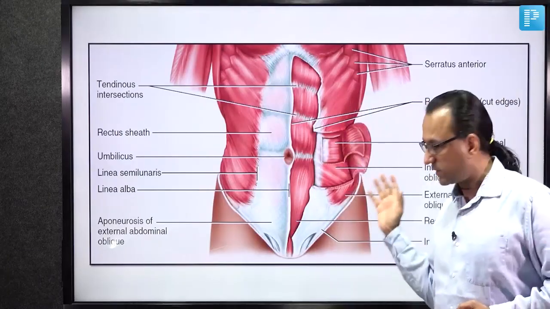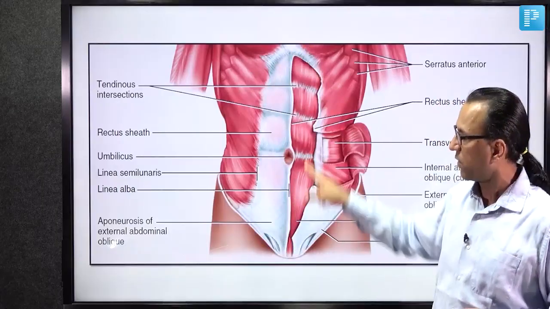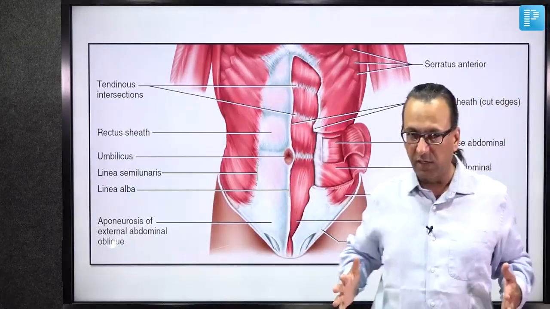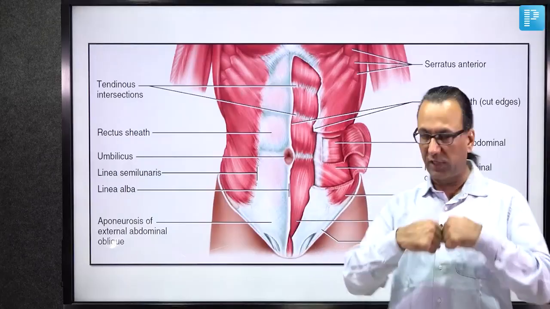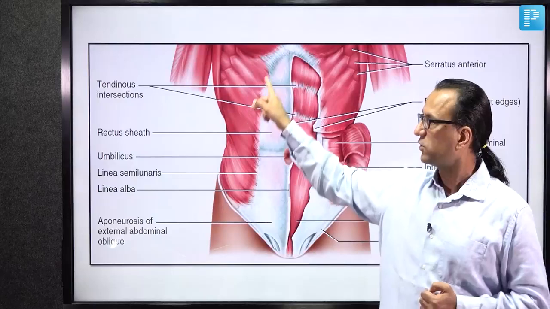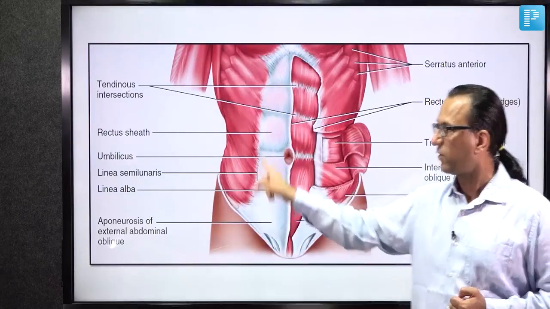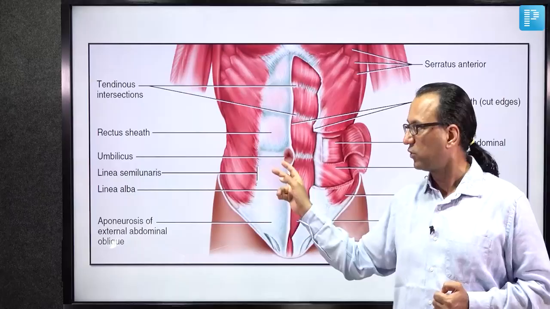Now these muscles are inserted into rectus sheath, which is covering the rectus abdominis muscle here, one on each side, and these muscle aponeuroses are merging at the linea alba, which is in the midline. There will be one linea semilunaris also, which is the lateral border of the rectus abdominis muscle, where you'll find that the various muscles are contributing to the rectus sheath.